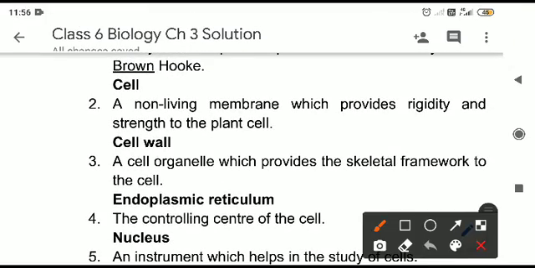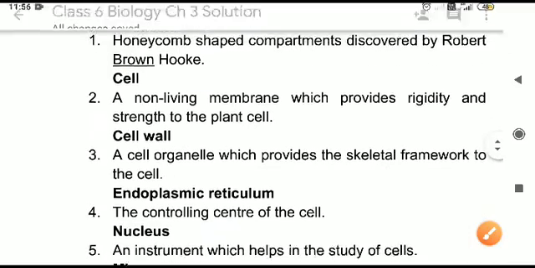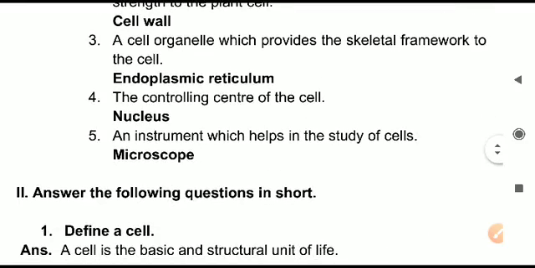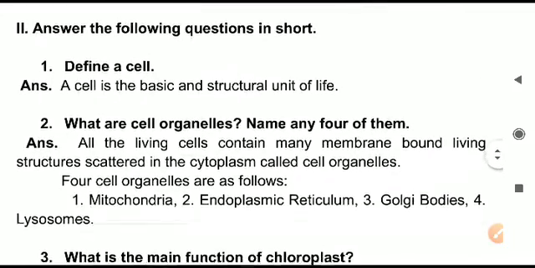Honeycomb shaped structures. When we talk about this, these structures were discovered by Robert Hooke. In the book it is given Robert Brown. So in place of Robert Brown, you will write Robert Hooke. So just cut this Brown and write there Hooke. Answers are mentioned. First answer is cell, second cell wall, third endoplasmic reticulum, fourth nucleus, fifth microscope. Then we have the copy work, the notebook you have to take and note down these answers.